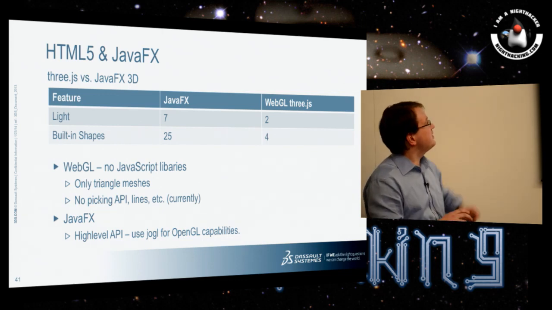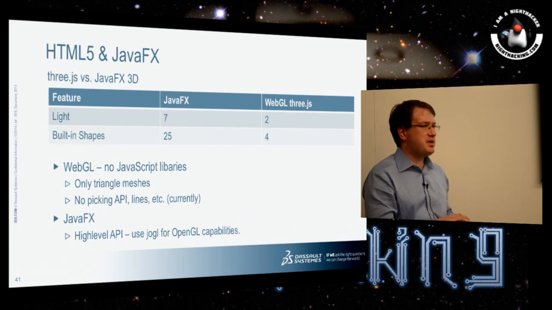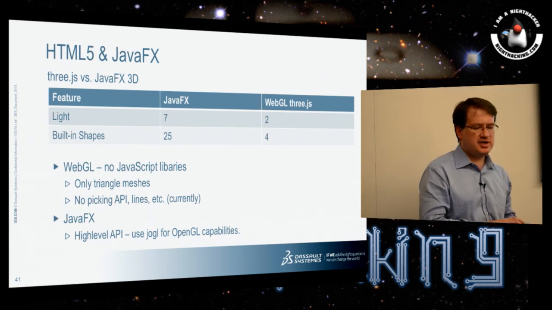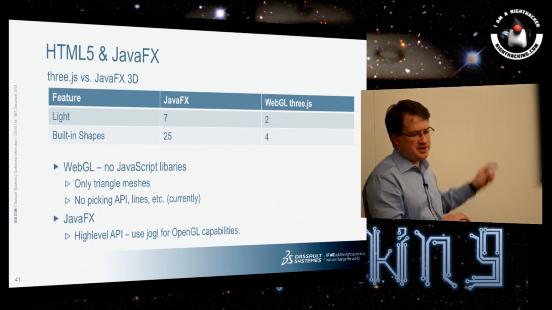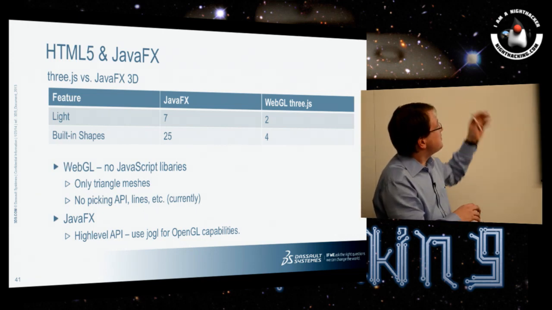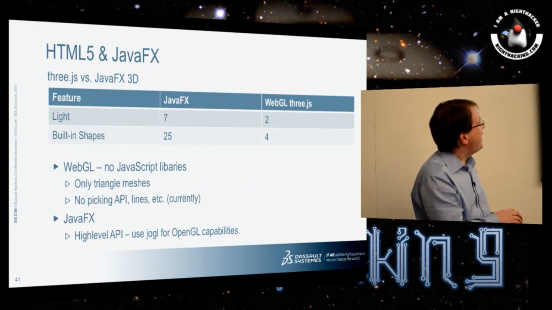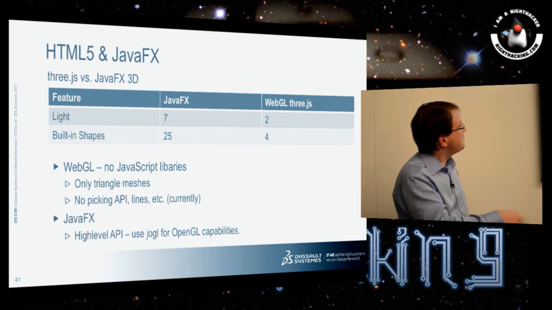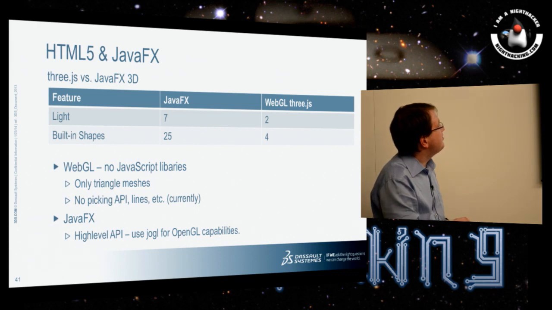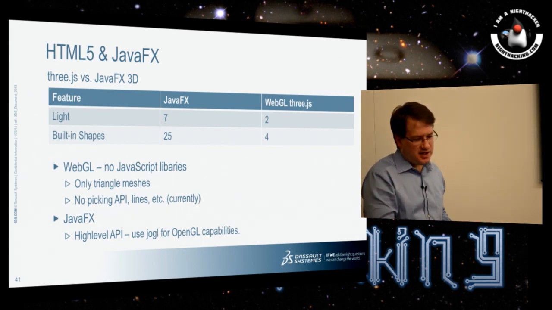So in comparing, Three.js is probably one of the leading libraries right now for WebGL 3D support, because I couldn't compare it just directly to WebGL. So for light, JavaFX has 7, WebGL Three.js has 2. Now this is from several months ago, so it could have changed since then. Built-in shapes, JavaFX has 25, the WebGL Three.js library has 4.